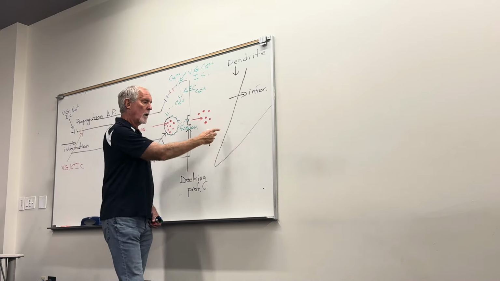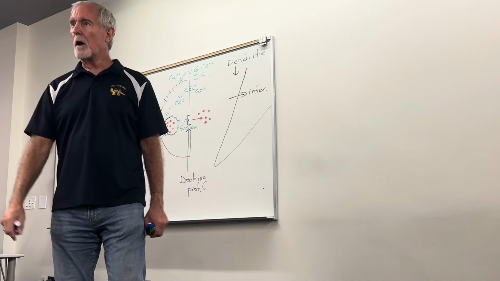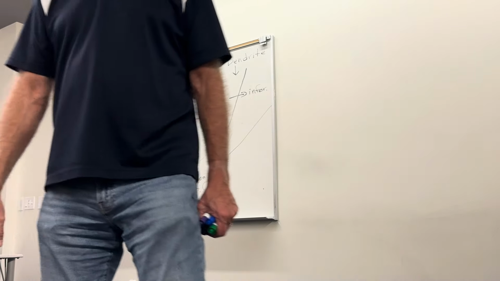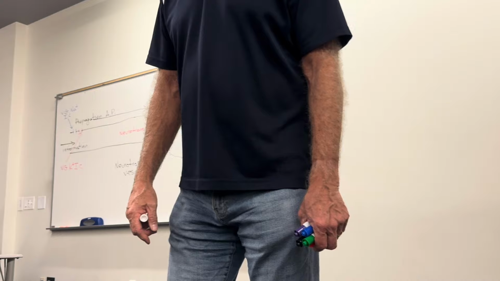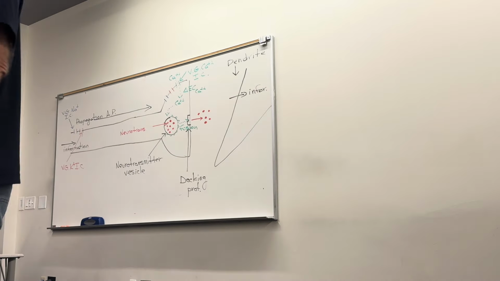What's the name of that space between these two neurons? Synaptic gap. That's the synaptic gap. Synaptic cleft.